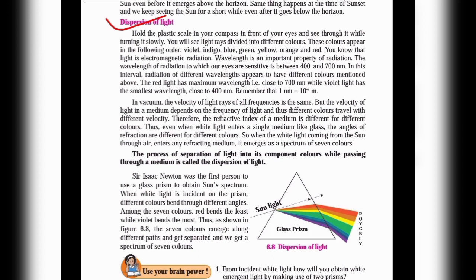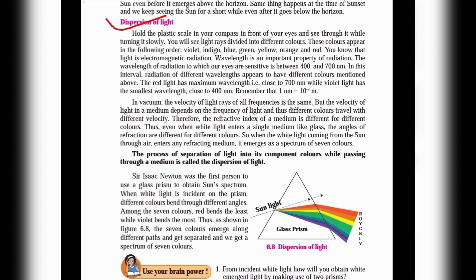First it is given: hold the plastic scale in your compass in front of your eyes and see through it while turning it slowly. That is a very simple activity. Take a compass scale in front of your eyes and rotate very slowly. What do we see there? We see the formation of different types of colors.